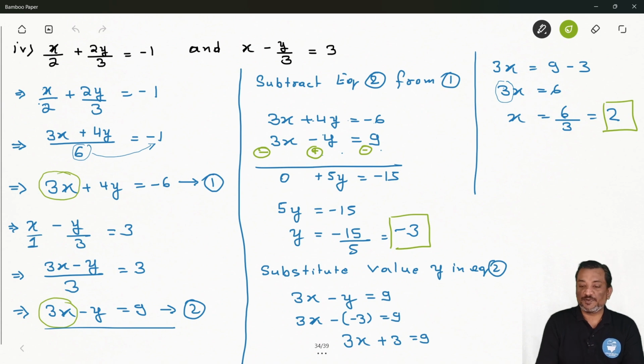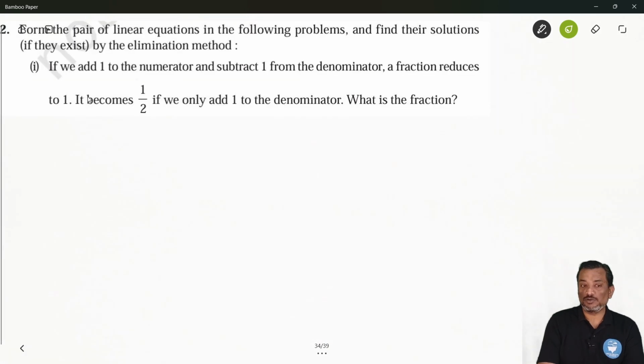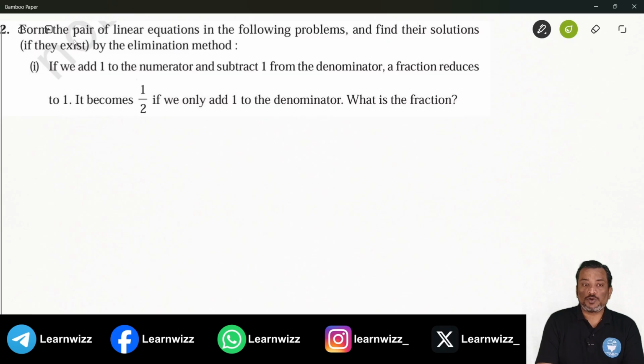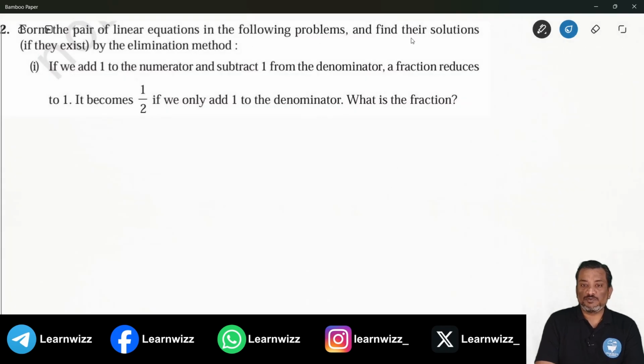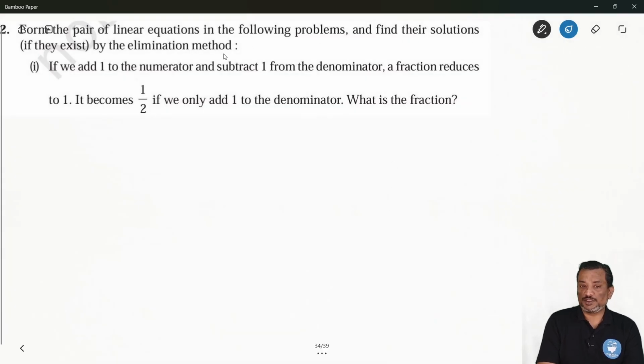Okay, now coming to the next question. Now next question it is saying from the pair of linear equations given in the following problem, find out their solution by elimination method. Okay, तो हमें यहाँ पे स्पेसिफाई किया हुआ है कि स्पेशली हमें elimination method यूज करना है. तो मैंने आपको लास्ट वीडियो में बताया था जहां पे क्वेश्चन में स्पेसिफाई कर दिया जाए कि हाँ you have to use only elimination method या substitution method, तो उस क्वेश्चन को हमको उसी मेथड से करना है.